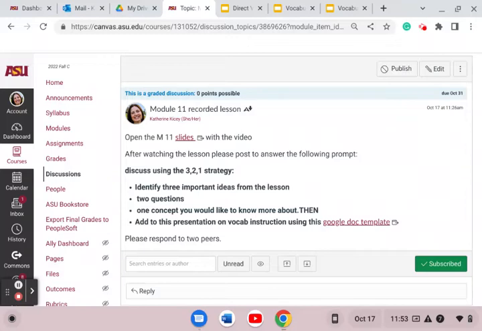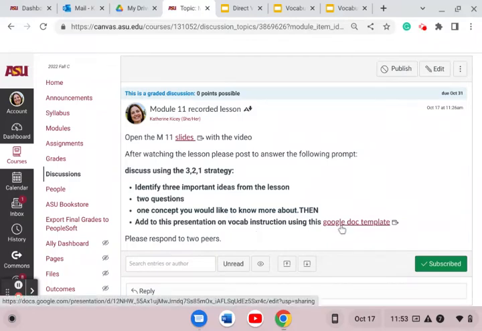The 3-2-1 strategy can happen with comprehension. You can do it with a lot of things. So here you're going to identify 3 important ideas from the lessons, 2 questions, and 1 concept you'd like to learn more. Then you're going to add to a presentation using a Google Doc template, which I'll go over within the lesson. So I would love it if you open the slides in conjunction with the video.